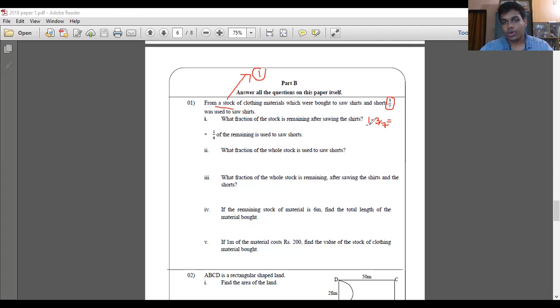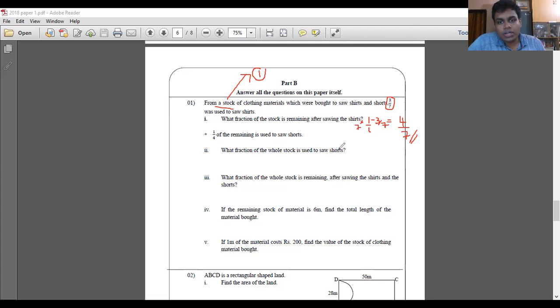How to simplify this? Always remember to make your denominator the same. Multiply the whole thing by 7. 7 minus 3 will give you 4. 4/7 will be your answer.